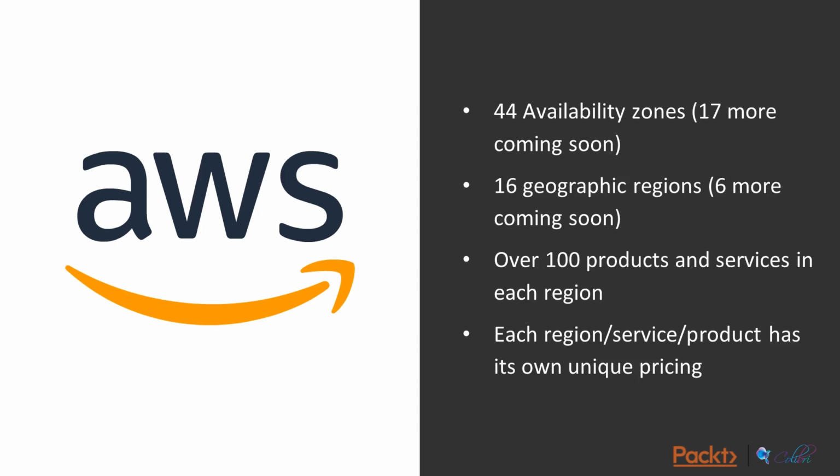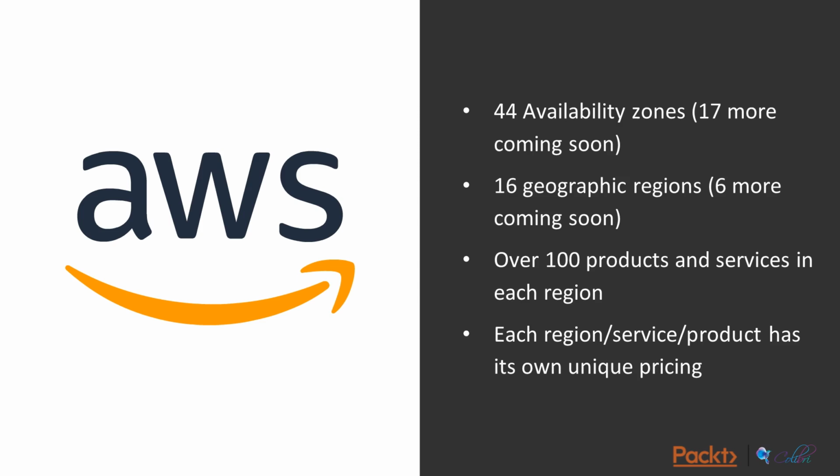and each region, service, and product combination has unique pricing. So EC2 instances in Japan do not cost the same as EC2 instances on the US East Coast, which do not cost the same as EC2 instances on the US West Coast. And that's the same for all AWS products. Each product has its own price per region. So that means there's literally thousands of entries on the AWS price list.